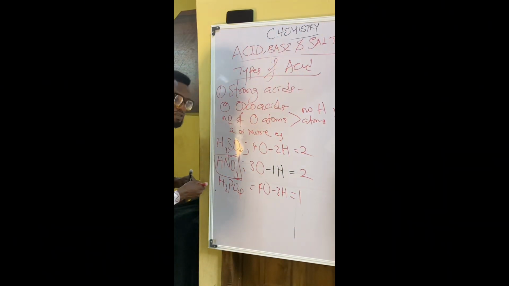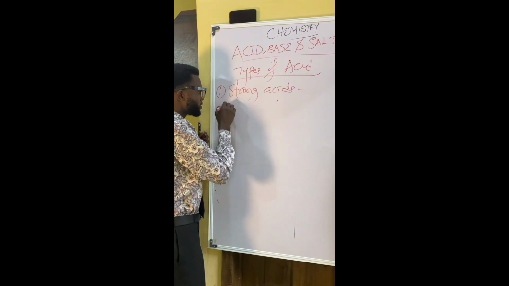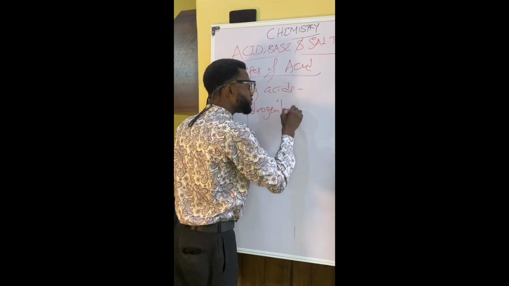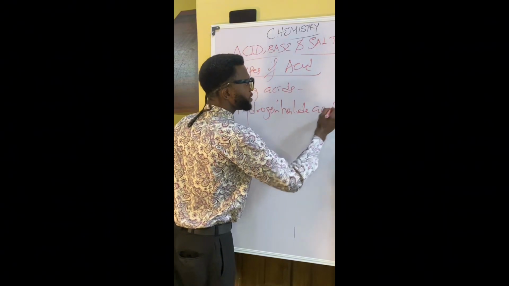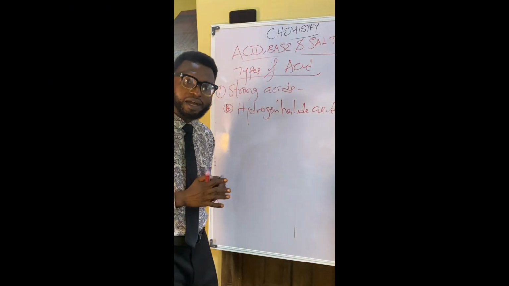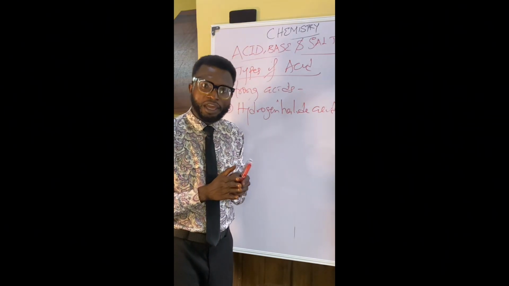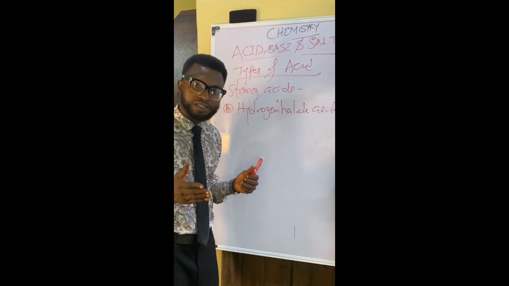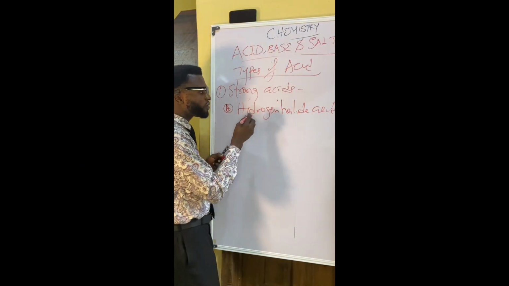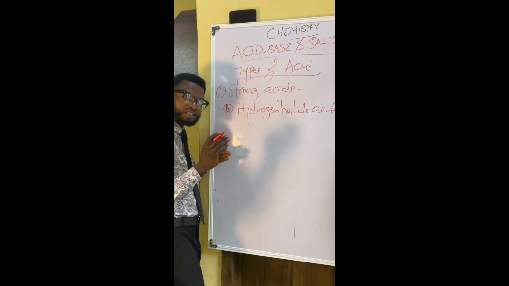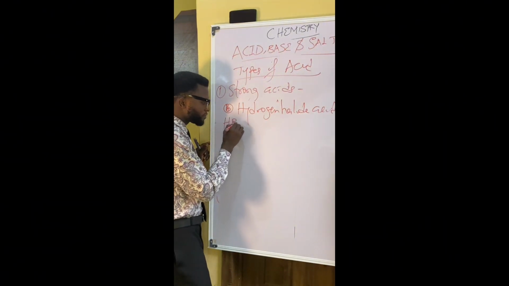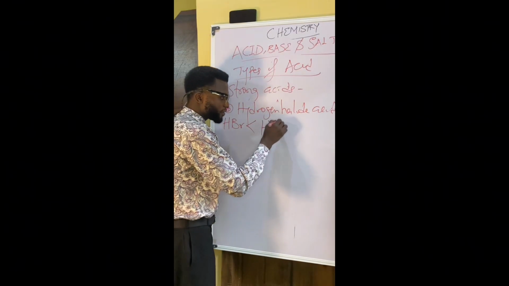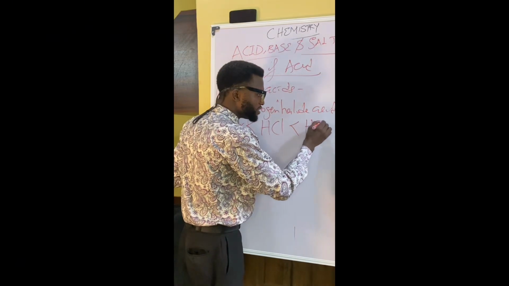Now the second class of strong acid are called the hydrogen halide acids. What are hydrogen halide acids? These are acids that embody a halogen atom in their molecule. Examples are HCl, HBr, and so on. So for hydrogen halide acids, the strong ones include hydrochloric acid, hydrobromic acid, and hydrogen iodide acid.